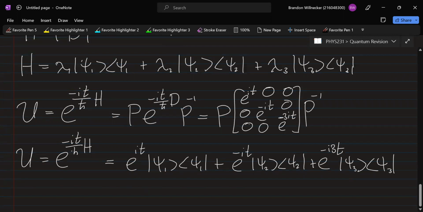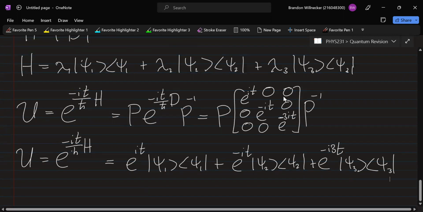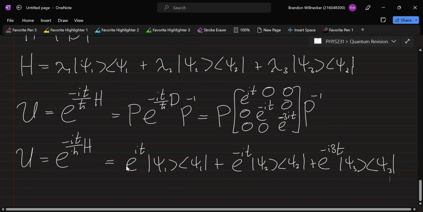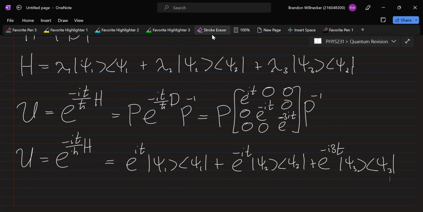Okay, so these are equivalents. The first way is using the diagonalization of the matrix with P D P inverse. The second way is using the projector decomposition. Both are perfectly fine. You can do whichever one you're more comfortable with. But they're equivalent. If you multiply out the second option and multiply out the first option, you'll get exactly the same thing.